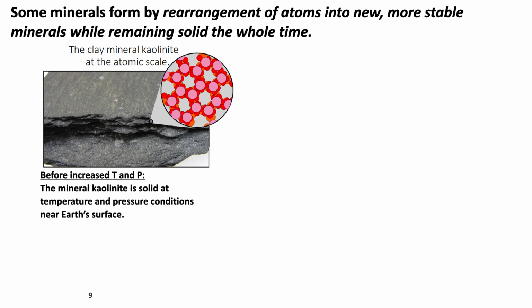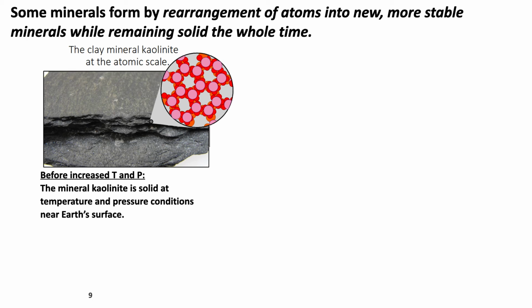It makes up the rock shale. At least, it's one of the minerals that makes up the rock shale. It's known as a clay mineral. And if you think of clay like modeling clay or a clay mask, a lot of that is kaolin or kaolinite. So this is a stable rock at Earth's surface.